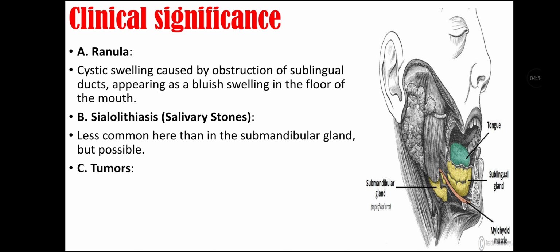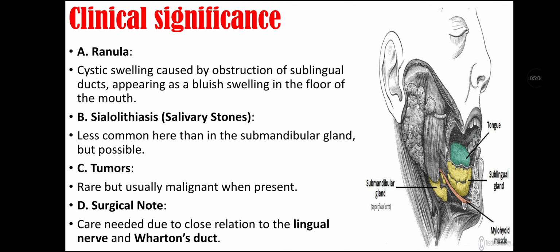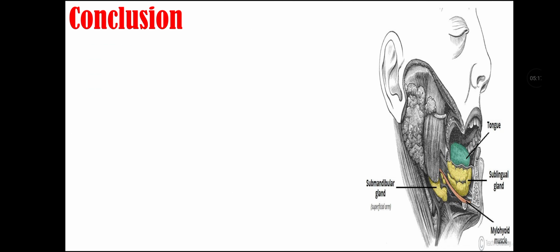Third significance of the sublingual salivary gland is tumors. That is rare, but they are usually malignant when they are present. Fourth significance is surgical note, as care is needed due to close relation to lingual nerve and Wharton's duct, and care is needed so these structures are not damaged in case of surgery.